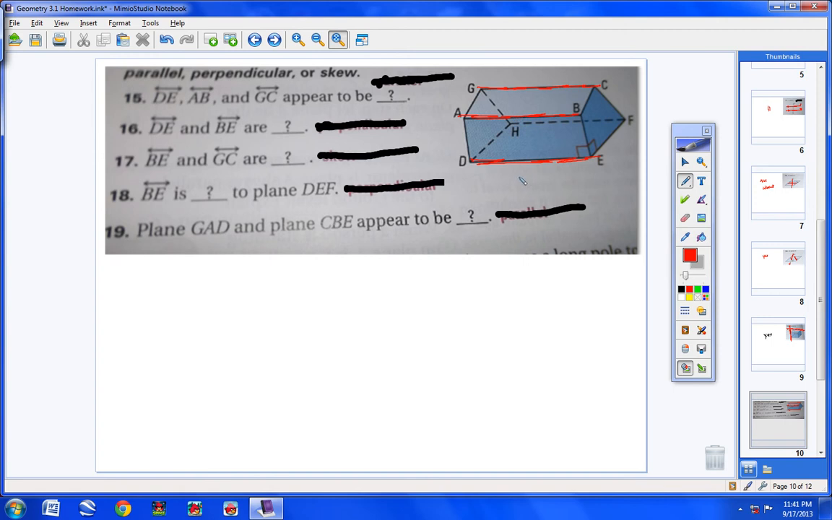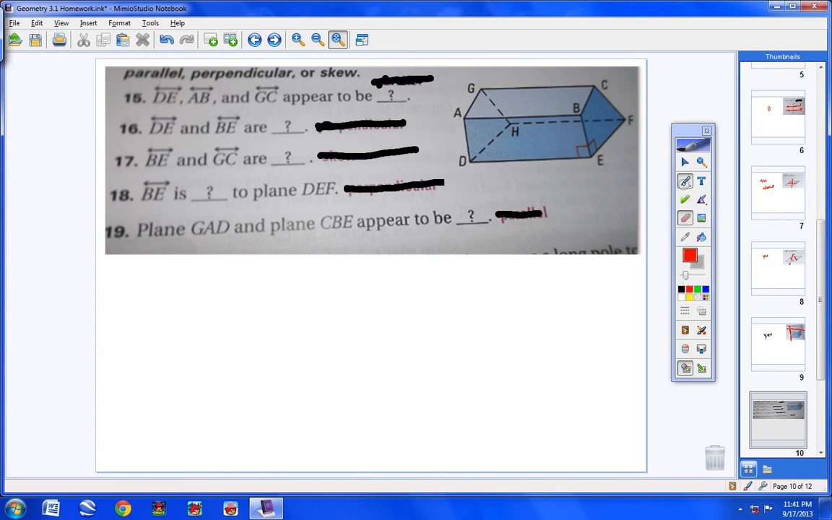Now, I'm not sure. There's definitely no way that all three lines are in the same plane. And I'm looking at, let me read the directions carefully, because yes, it's true that DE and AB are parallel. They're in the same plane. And it's true that AB and GC are parallel. They're in the same plane. Now, I think I see what they're saying.